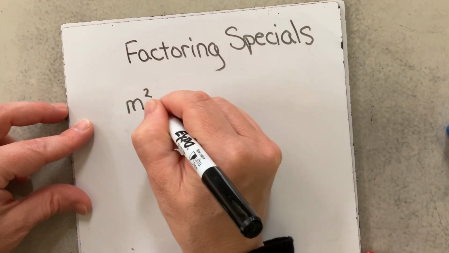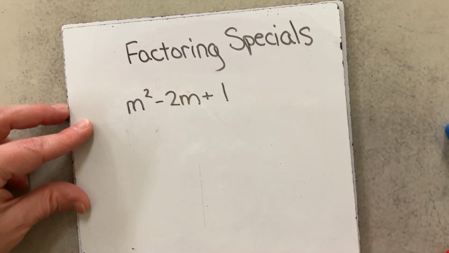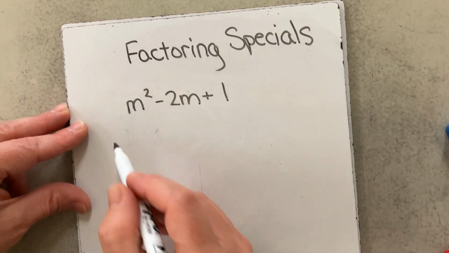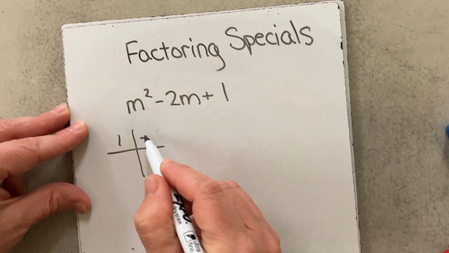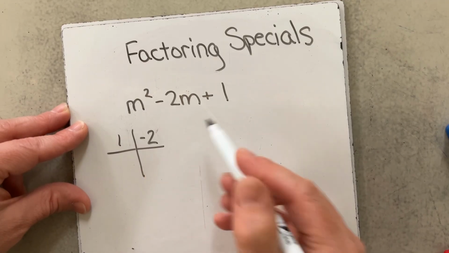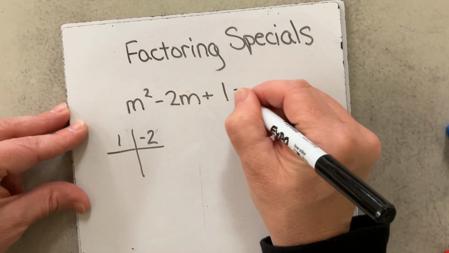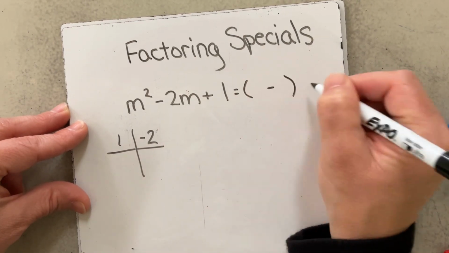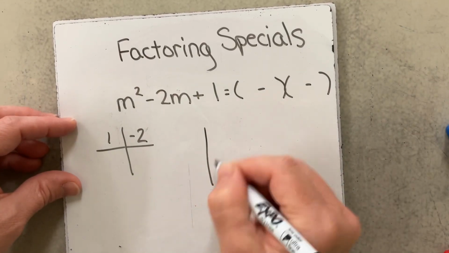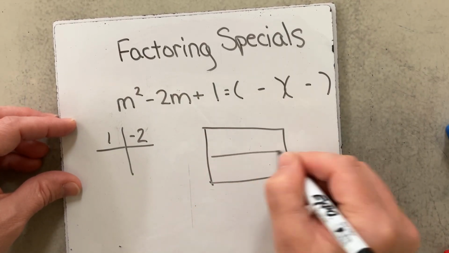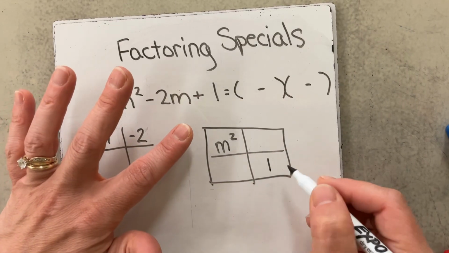m squared minus 2m plus 1. Okay, so a times c is 1. My b value is negative 2. I know that I have to have the same signs and they're both going to be minus. So I know immediately it's going to look like this. If I make my box, m squared goes here, the 1 goes down here.